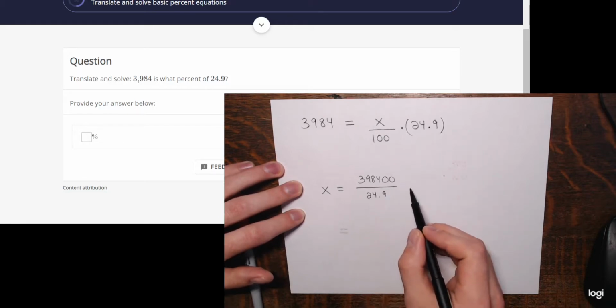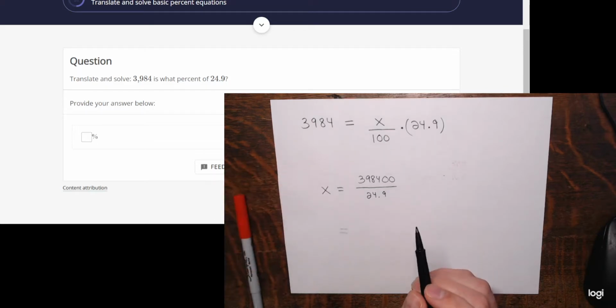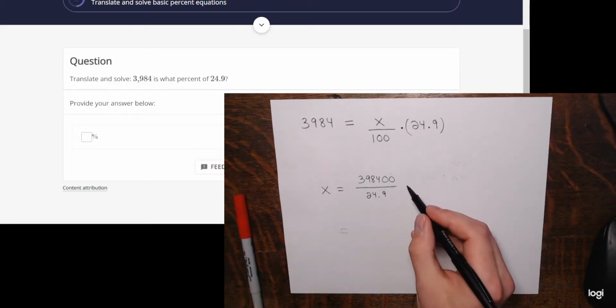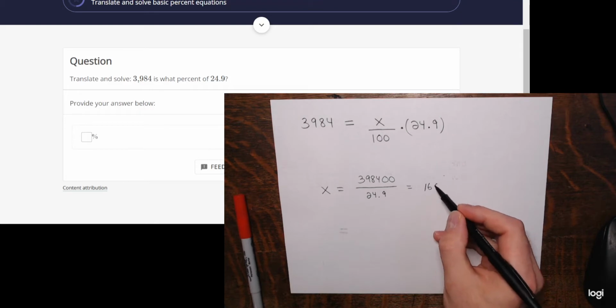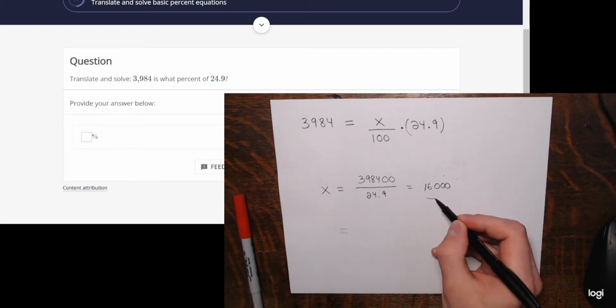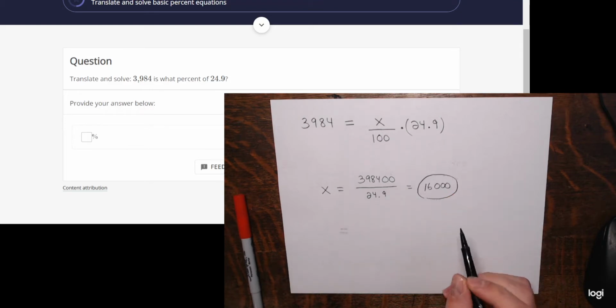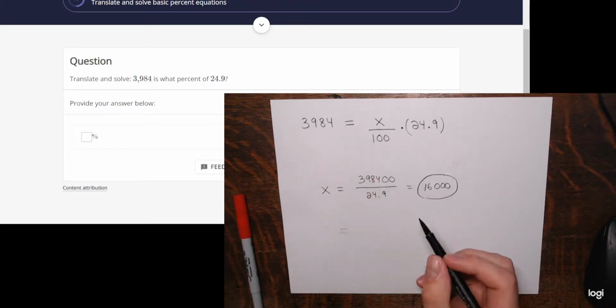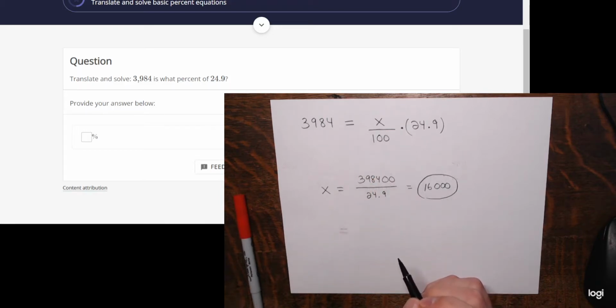And I'm just going to use a calculator here. Right, so again, off of my hand, off to the side. 398,400 divided by 24.9 is 16,000 even. How nice. And there's the number in question. X is that. So this is 16,000%.